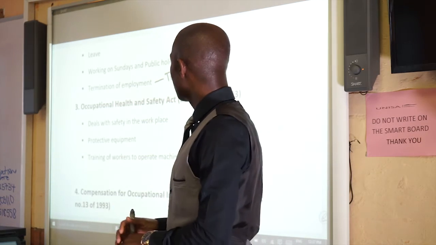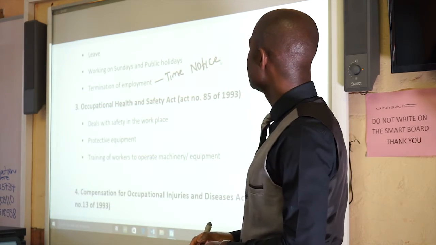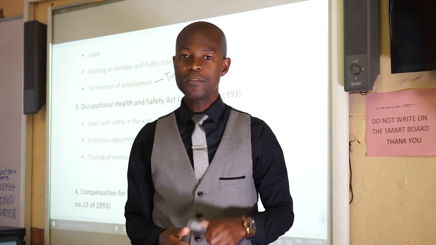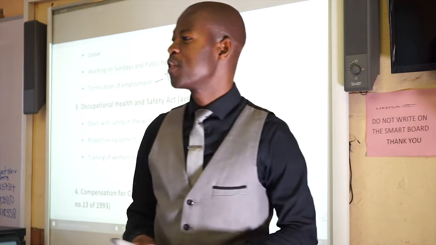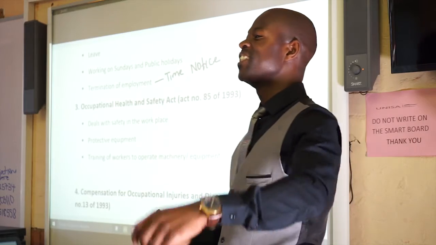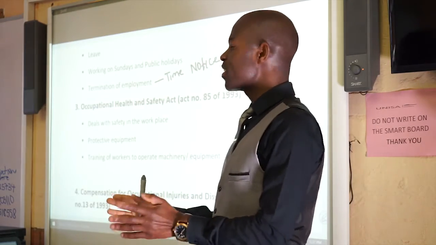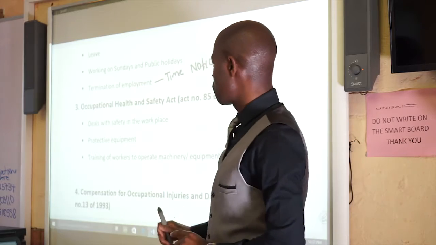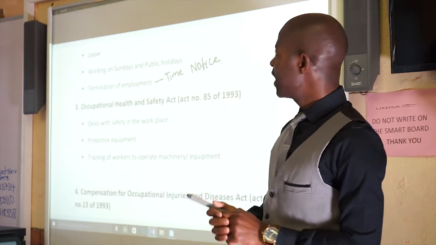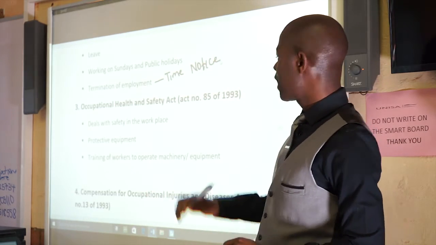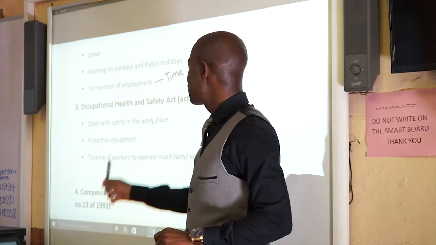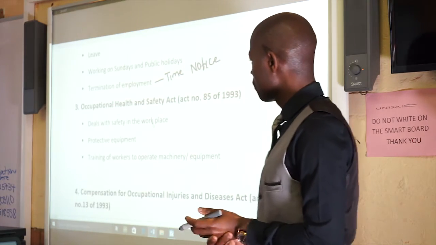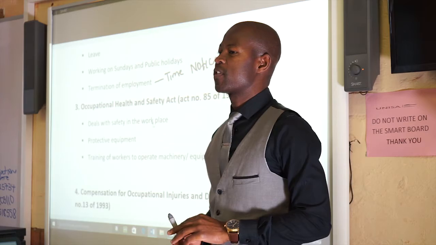Then we look into the Occupational Health and Safety Act number 85 of 1993. People often confuse this with the Compensation for Occupational Injuries and Diseases Act. Those are two different things because they cover two different things as well. So with the Occupational Health and Safety Act, what does it cover? Number one, it covers safety in the workplace. Okay. And also it speaks to protective clothing.